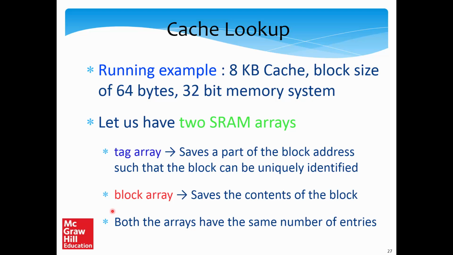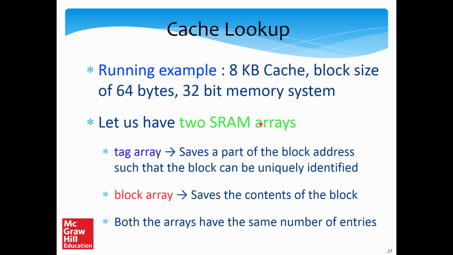So we will pretty much devote at least this entire subsection, this entire subsection, to using this running example, because having some example sort of streamlines our thinking. And instead of using symbols, it's better to use a concrete example. So let's try to design an 8 kilobyte cache with a block size of 64 bytes and a 32-bit memory system. Alright, so what again is the configuration? It's an 8 kilobyte cache, 8 KB, a block size of 64 bytes, in a 32-bit memory system.